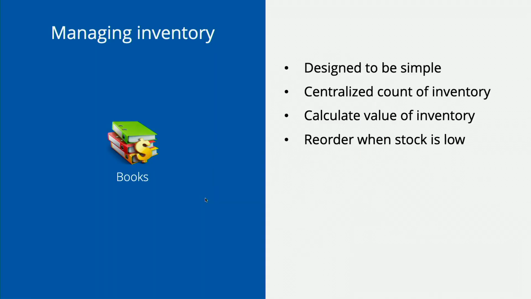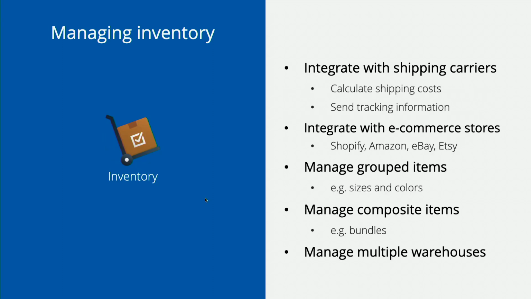So this is a real quick recap. The Zoho Books items module is designed to be simple. It does the basics, right? Calculating inventory, letting you know when you need to reorder items. And then Zoho Inventory allows you to get quite a bit more complex, right?